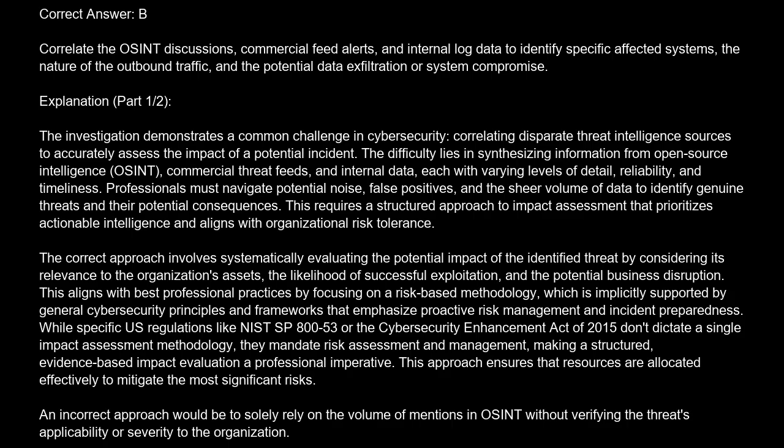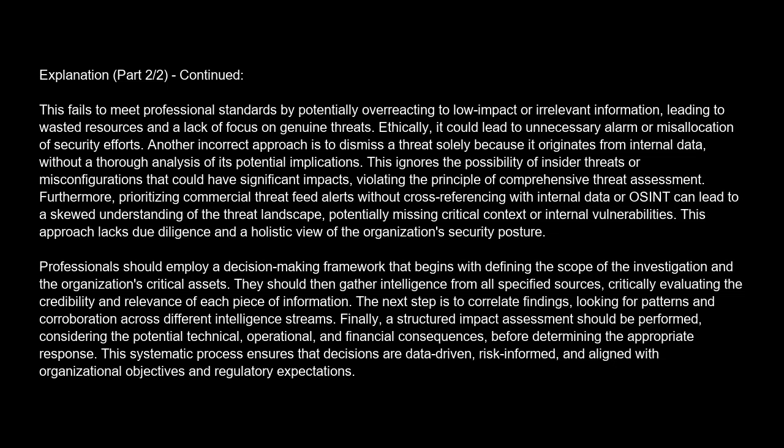An incorrect approach would be to solely rely on the volume of mentions in OSINT, without verifying the threat's applicability or severity to the organization. This fails to meet professional standards by potentially overreacting to low-impact or irrelevant information, leading to wasted resources and a lack of focus on genuine threats. Ethically, it could lead to unnecessary alarm or misallocation of security efforts.